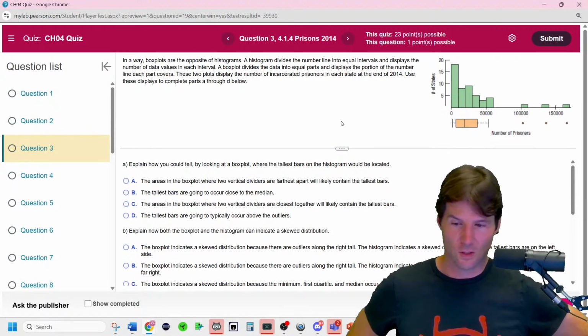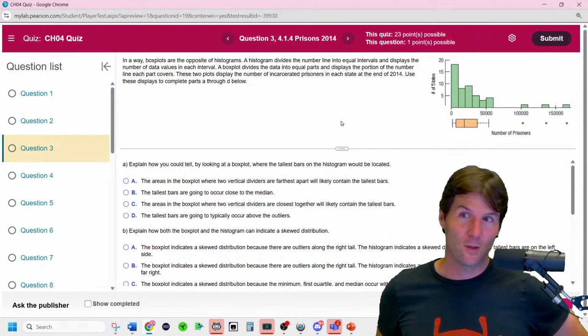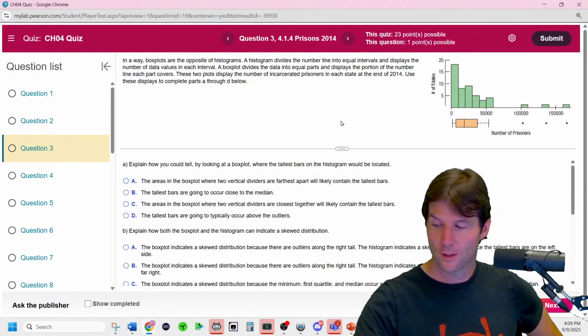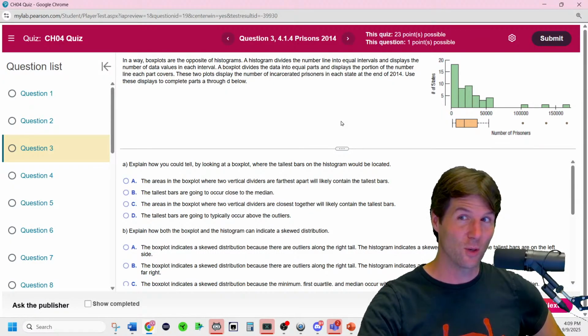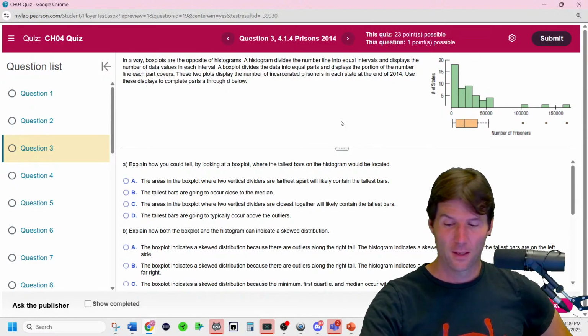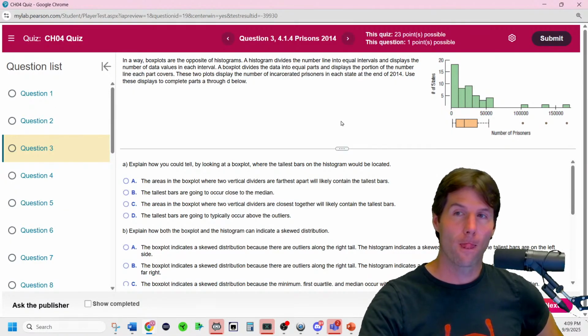In a way, boxplots are kind of the opposite of histograms. Boxplots hide key features of a distribution that histograms show, like shape. Explain how you could tell by looking at a box plot where the tallest bins are.